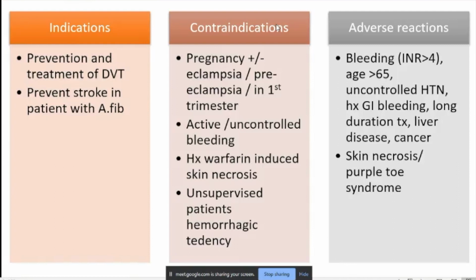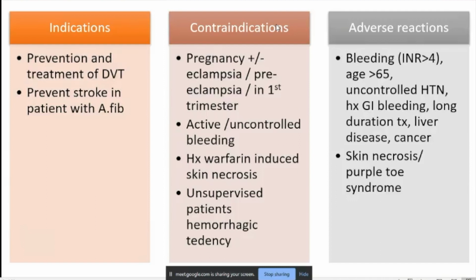Again, in pregnancy we have to be very careful. We cannot use it, especially if the patient has preeclampsia, or even with or without eclampsia; warfarin is contraindicated. What about active and uncontrolled bleeding? We cannot use warfarin. It's pretty obvious: if the patient has active or uncontrolled cardiovascular bleeding, genitourinary bleeding or GI bleeding, it doesn't matter. If it is respiratory bleeding, it doesn't matter.